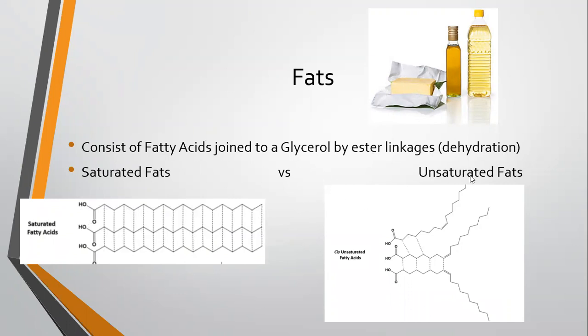On the other hand, unsaturated fats are fatty acids with at least one double bond. In this case, they're not able to pack as tightly because this double bond creates a kink. Therefore, a common example is oil, which is why oil is liquid at room temperature.